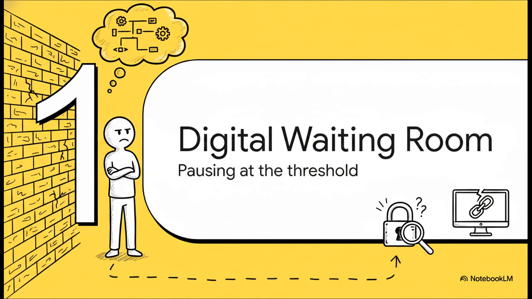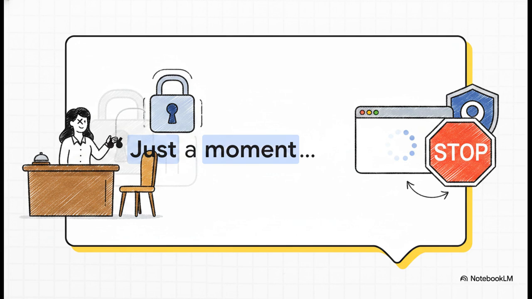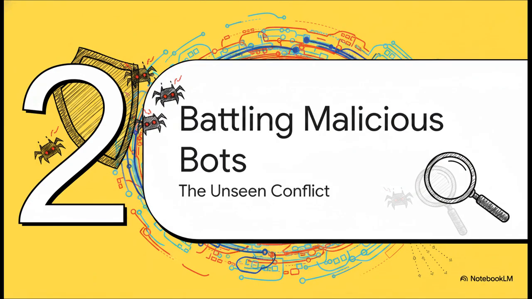All right, Section 1, the digital waiting room. Pausing at the threshold. Okay, let's dive into this. Imagine you're trying to access an article. You're excited to read it, and bam, you hit this wall: "just a moment." It completely mimics the disarming, polite language of a receptionist, right? It's actually a really deliberate UX choice. It's casual, it's friendly, and it's specifically designed to mask the fact that your request has been intentionally halted right at the server's edge.